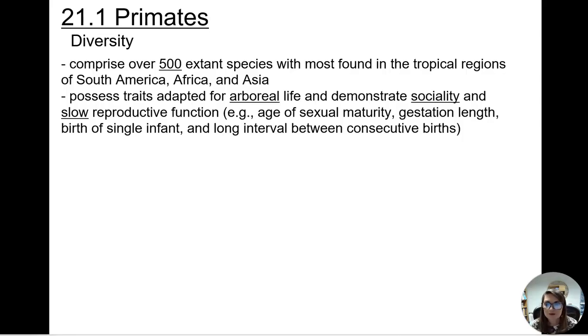And so here, we're also going to have birth of a single infant in most cases. Every now and then you do end up with twins or even triplets, but it's not going to be a common thing. And we have long intervals between consecutive births.